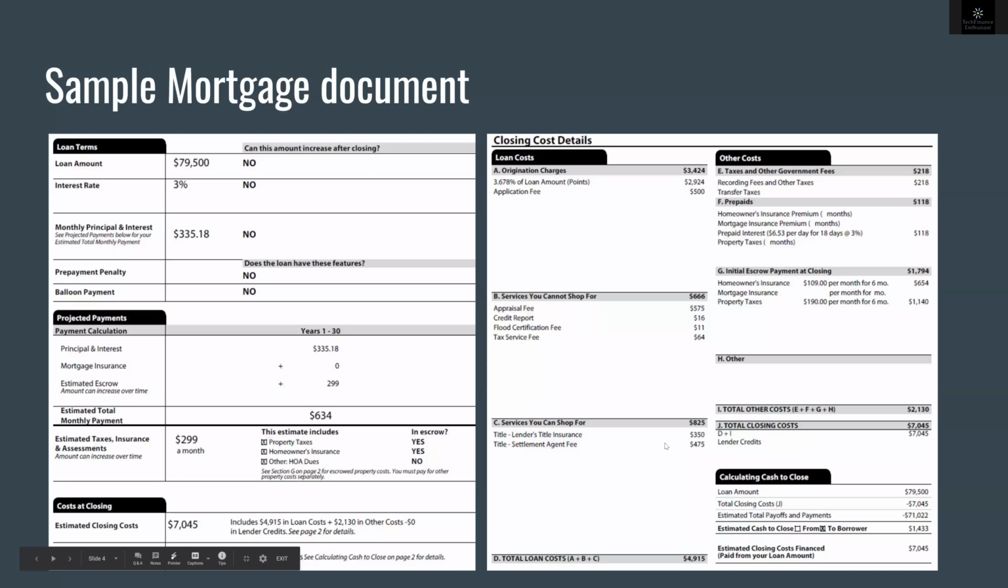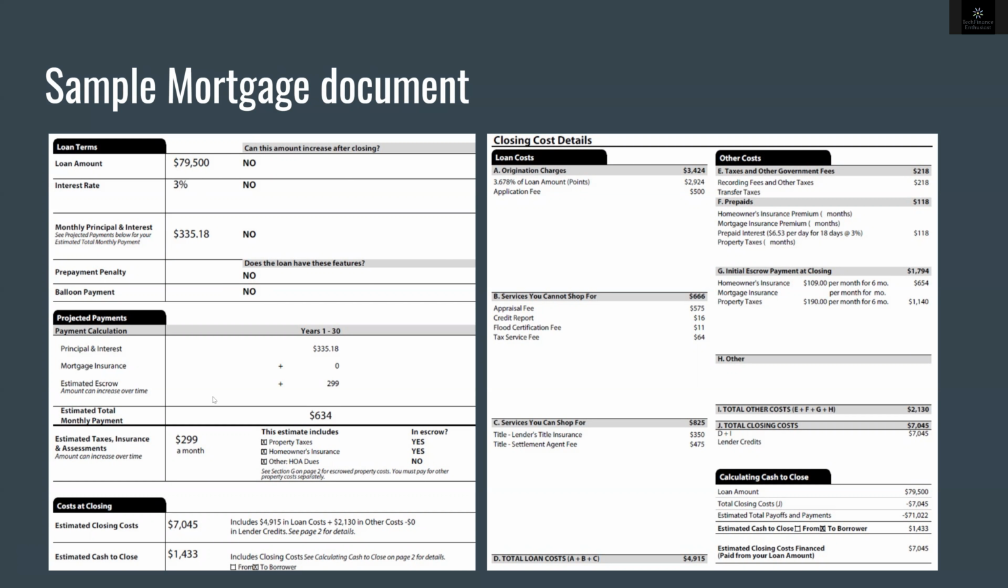Let's look at the sample mortgage document. This is the sample mortgage document I got for one of my properties. Here you can see that the loan amount is 79,500. The interest rate is 3%. And this monthly principal interest means how much you will pay for the monthly principal and also the interest. And it will tell you whether there is any balloon payment or prepayment penalty. For both of the cases, it's no.